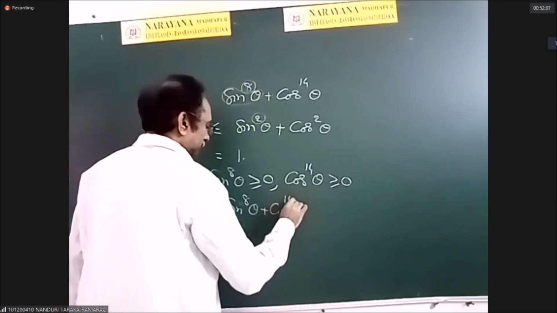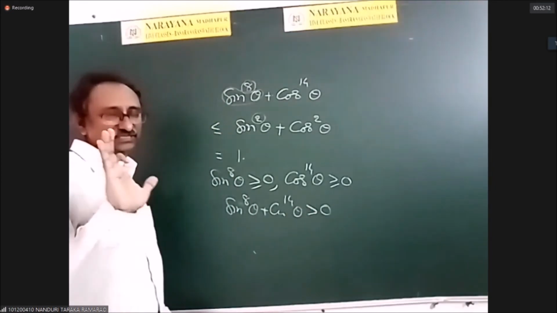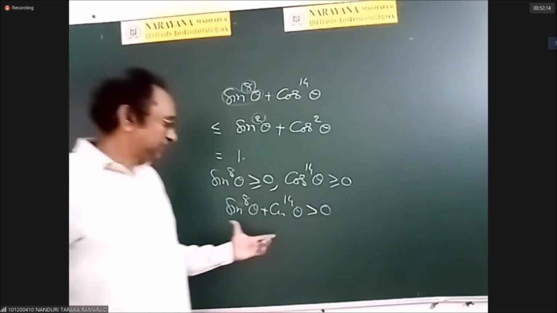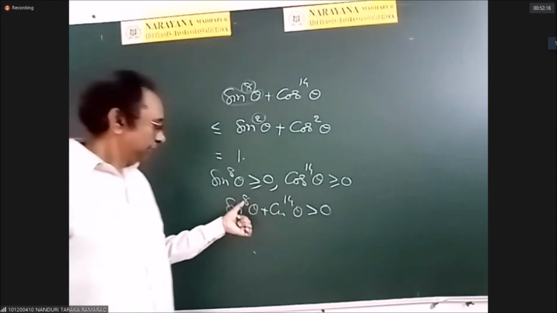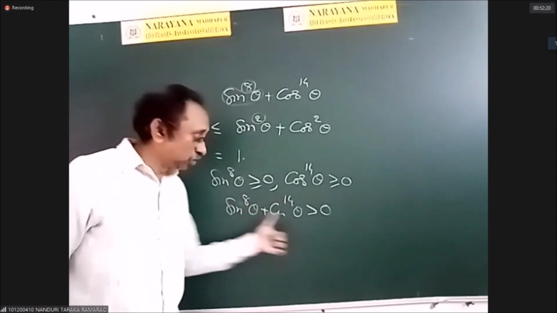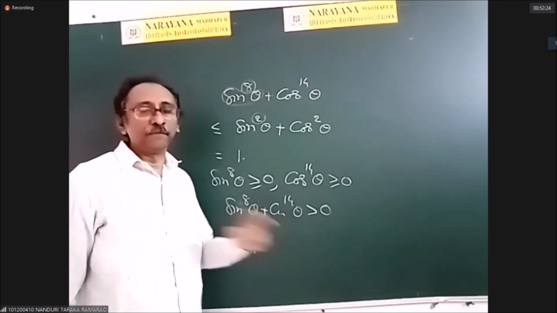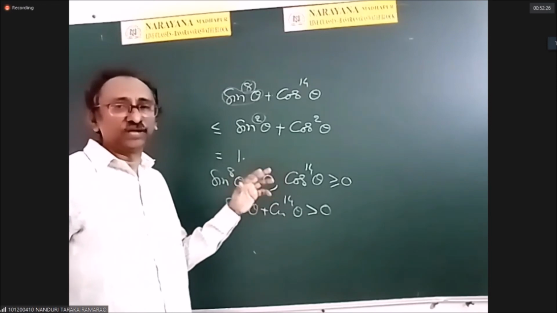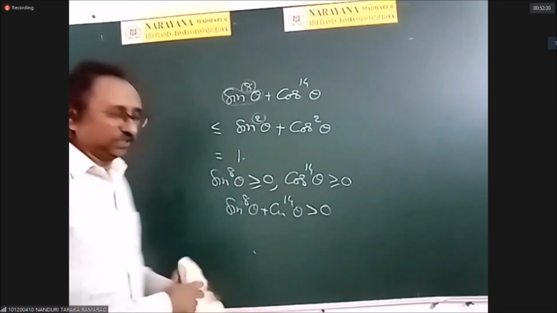Therefore, that sum must be greater than 0. I can say just that only. But I can't say that this sum is 0. This sum is 0 only if both even powers are 0, which means sine theta is 0 and cos theta is 0. But both cannot be 0 at the same time. So I can say that this is greater than 0 only.